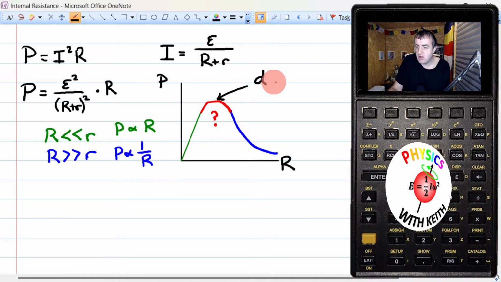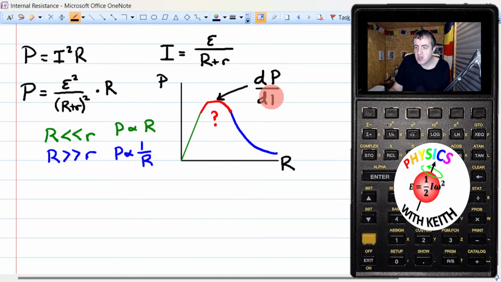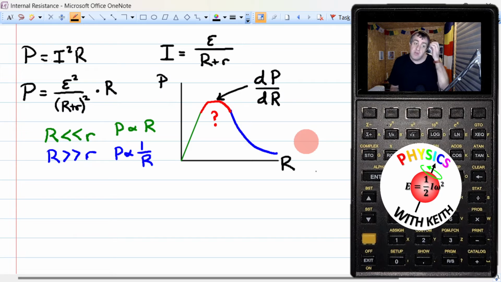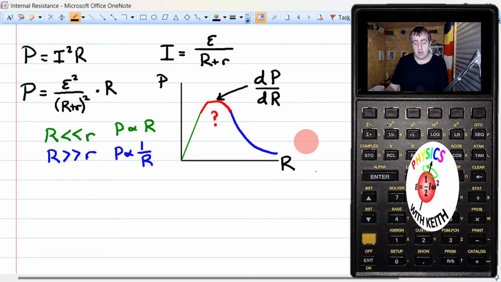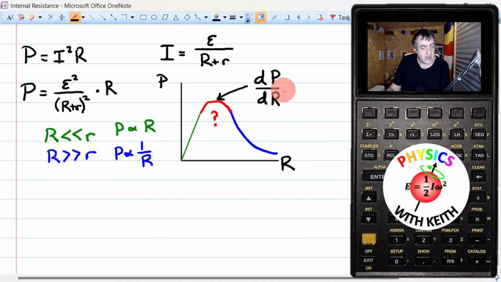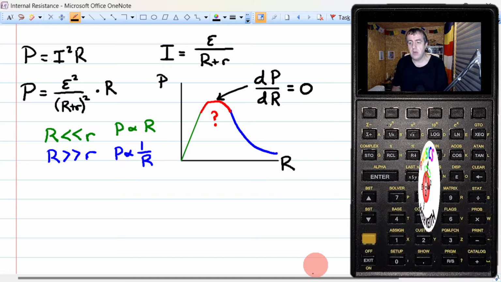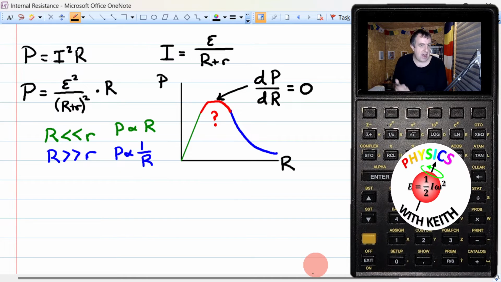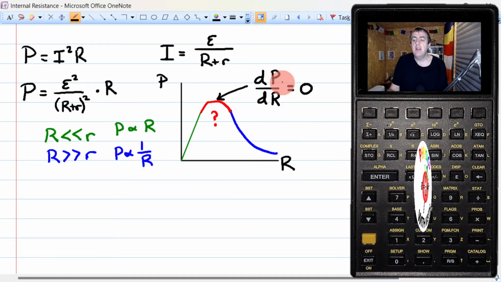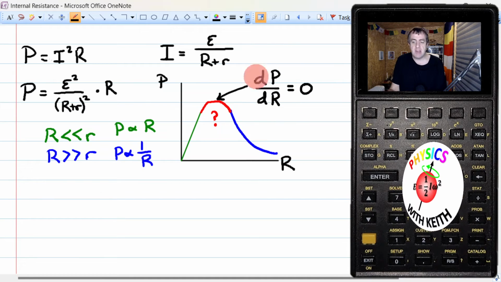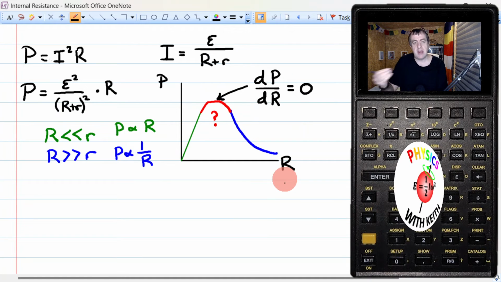And we can calculate the gradient symbolically by doing a differentiation. The first derivative is going to be the gradient. And I've got a function for P, so I can differentiate it. If we set that equal to 0, in other words, we say that first derivative is equal to 0, which it is at this point there, then the value of R that makes this equation possible is the value of R that gives you the maximum power.